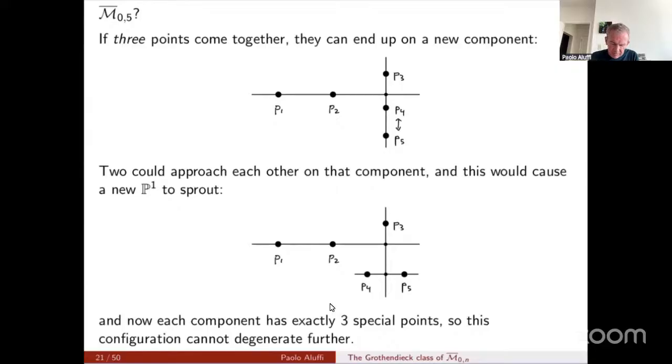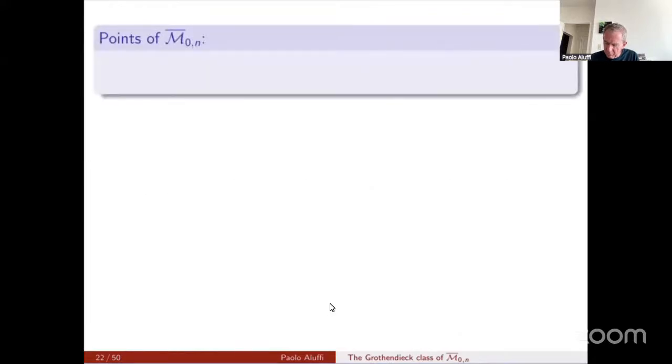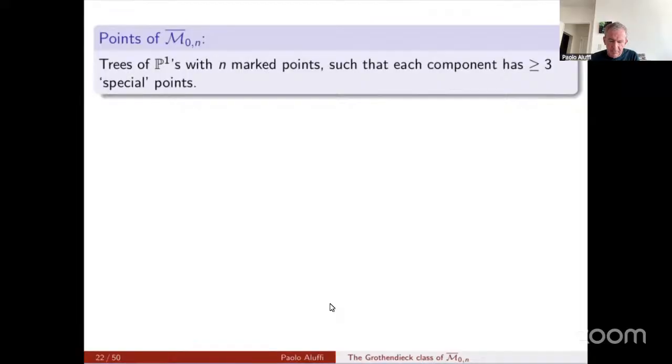Now, for M05, at this point, you are in a situation in which each component has 3 special points, and that is the magic that fixes the automorphism. So this is it. You cannot deform it any further. So you can imagine this is now a combinatorial task. Given a number, you have to try to look at all possible trees you can create this way. So that's what points of M0n bar stand for, according to Knudsen. They are trees of P1s with n marked points, such that each component has at least 3 special points. This is what stable n-pointed genus 0 curve means, as in my title.